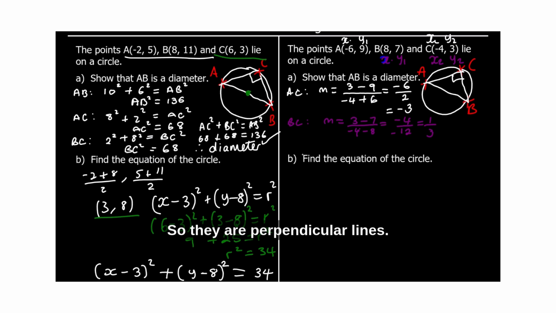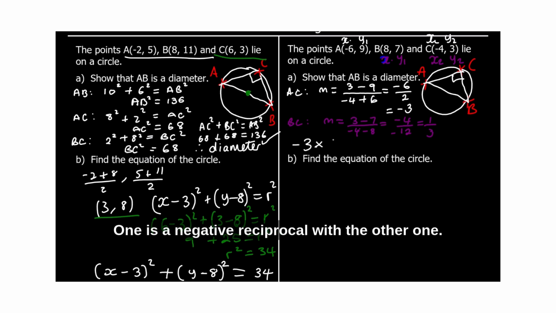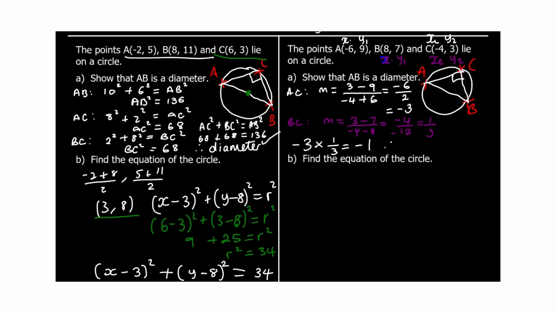So they are perpendicular lines. One is the negative reciprocal of the other one, which means they multiply to make negative 1. Therefore, it makes a 90-degree angle, and therefore, it's a diameter.